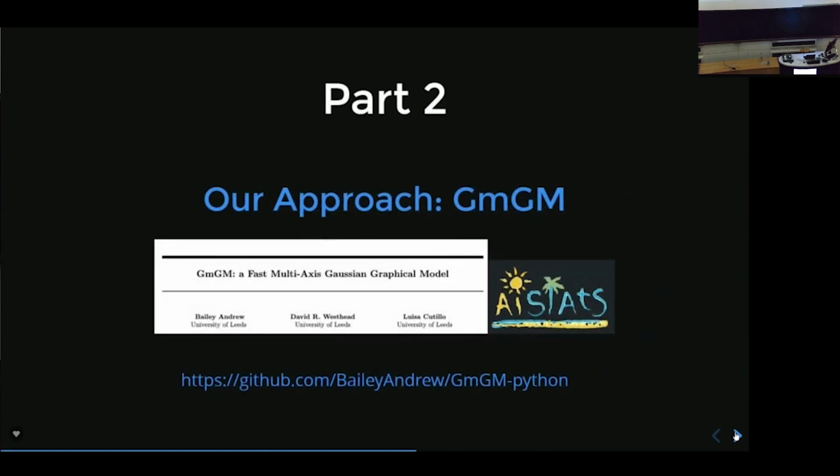So that's where I would like to talk about the other approach that we have developed recently with Bailey. We'll guide you through some technical parts and examples later. This approach is a fast multi-axis Gaussian graphical model. I will talk about this now.